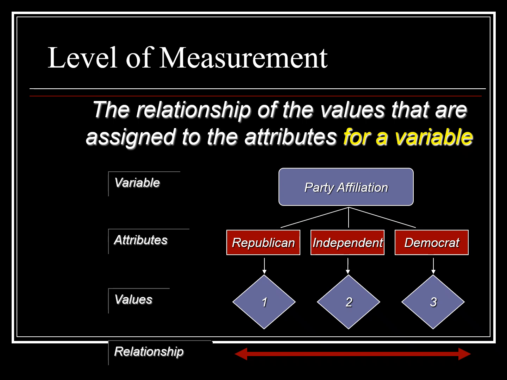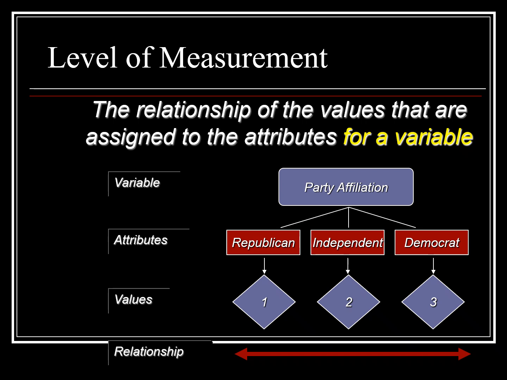So the variable is political party affiliation. The attributes are groups: Republican, Independent, Democrat. The values are 1, 2, and 3. Is there a relationship between those numbers? They're arbitrary. There is not a relationship. I could easily have Republicans 3, Independents 2, Democrats 1. I might actually make Democrats 1, Republicans 2, and Independents 3. The numbers don't necessarily have a relationship.